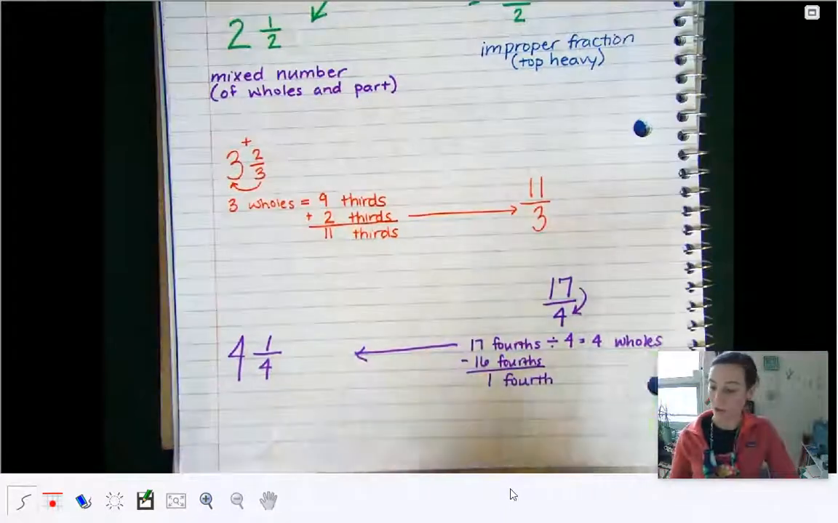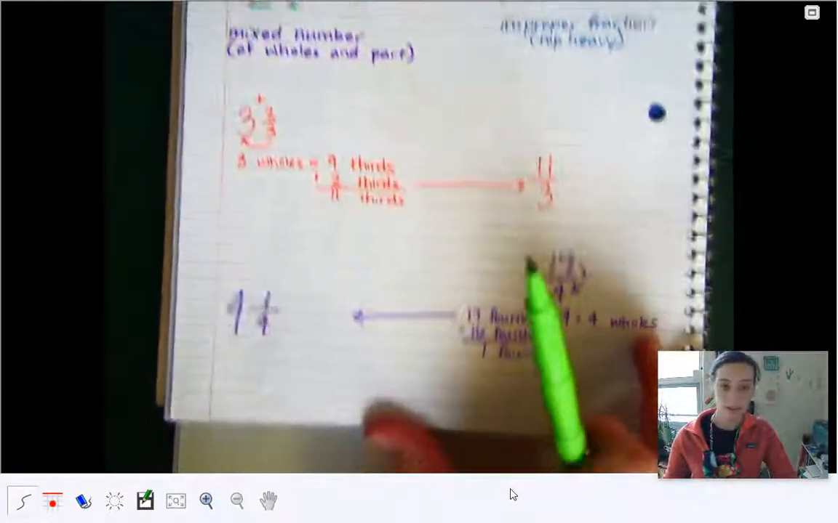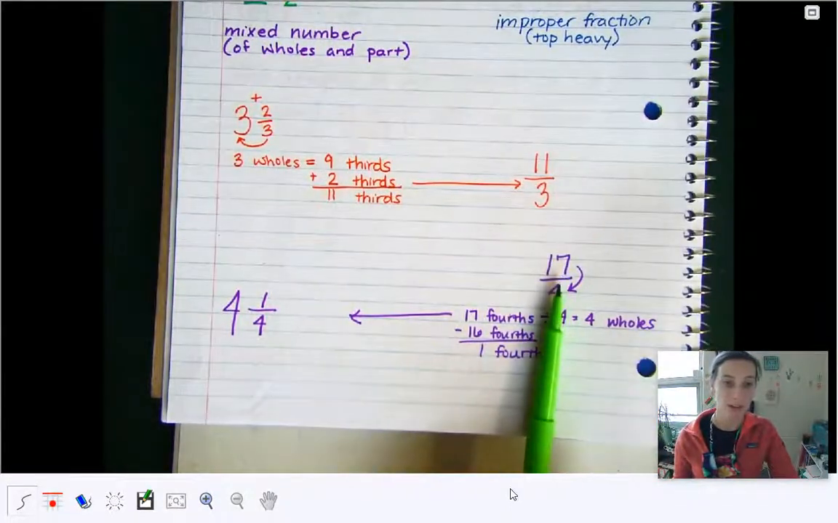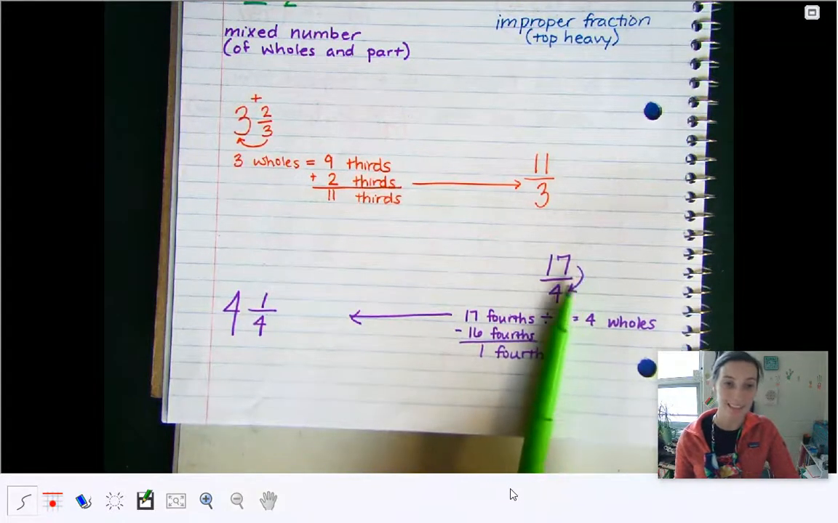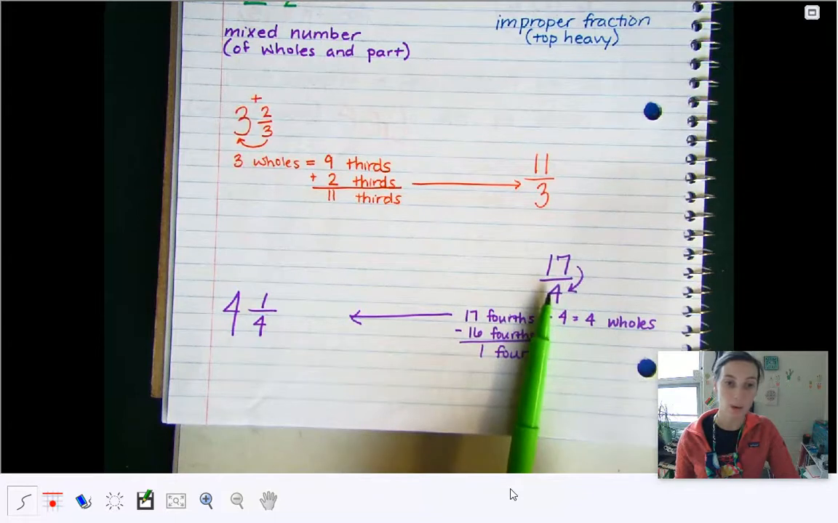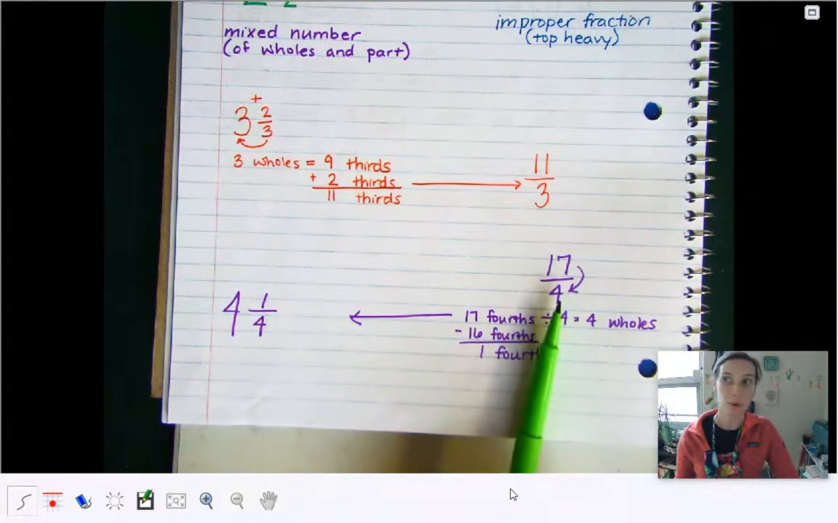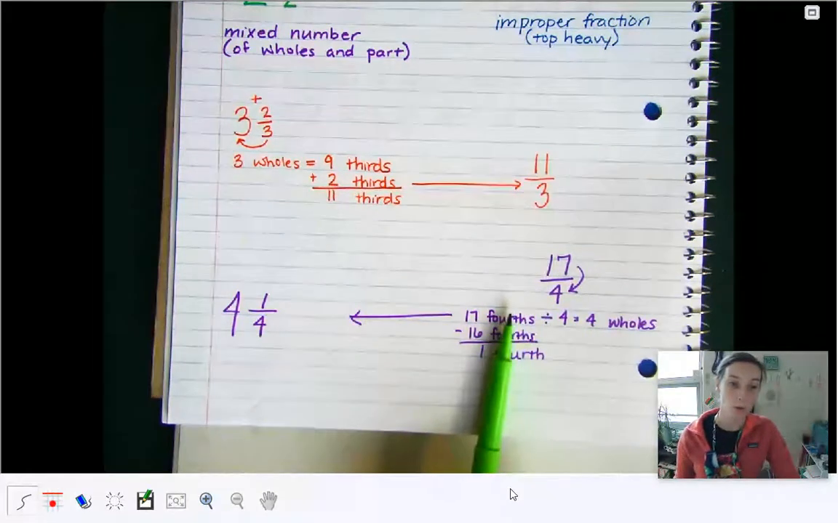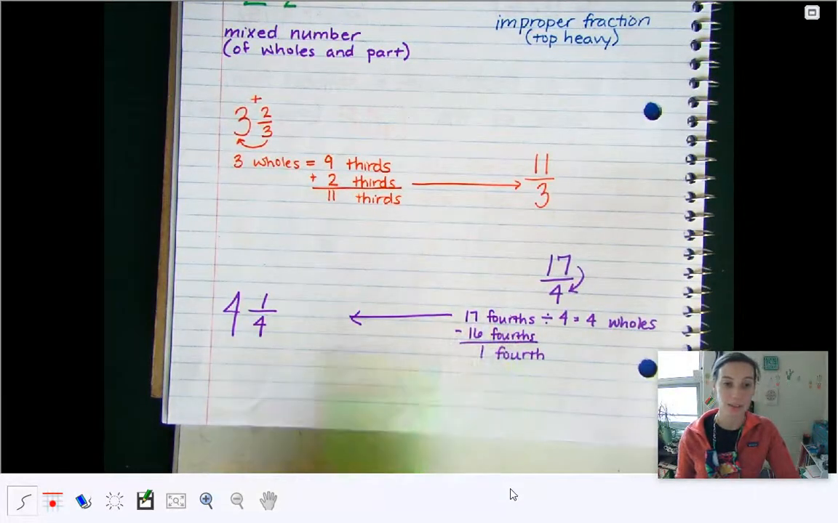If we start with an improper fraction, we have to be thinking of dividing it. If it takes 4 pieces to make a whole, 17 divided by 4 is 4 with some remainder. So I can make 4 wholes. That takes care of 16 pieces.